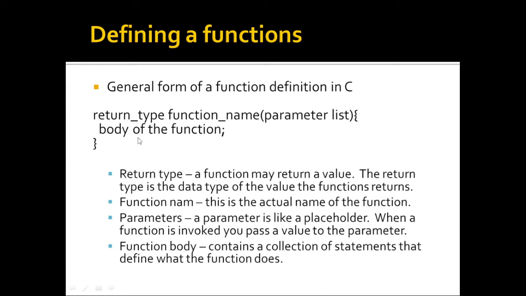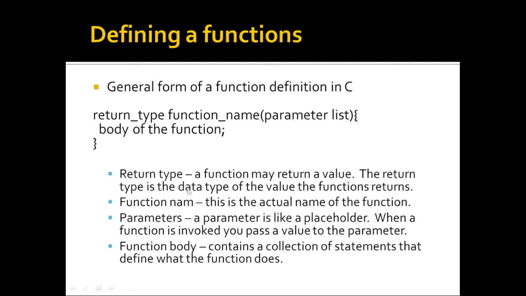So what are the parts? First is the return type. A function may return a value. The return type is the data type of the value the function returns. Let's say, for example, the function returns an integer value, so you should place int there. If the function returns a character, you should use char. If the function does not return any value, then you should use void. Maybe we'll be giving examples of that in other videos.